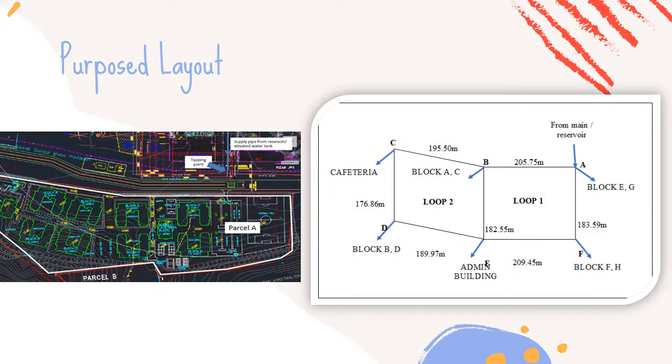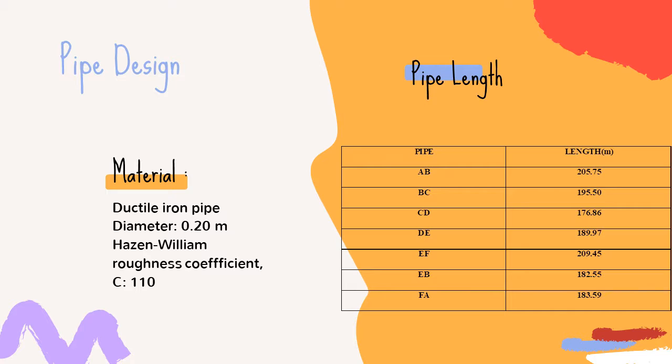These are the purpose layout that have been given to us to complete this project. The material that we use in this project is ductile iron pipe, which has diameter of 0.2 meter and Hazen-Williams coefficient C is equal to 110. And this is pipe length for each pipe in our project.